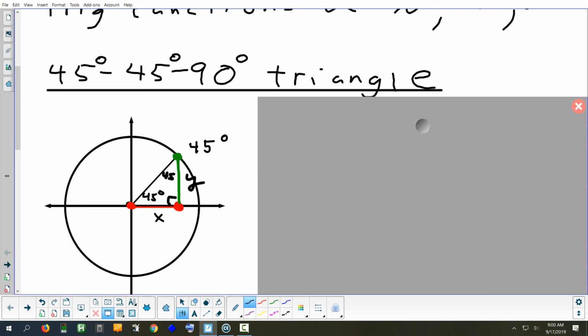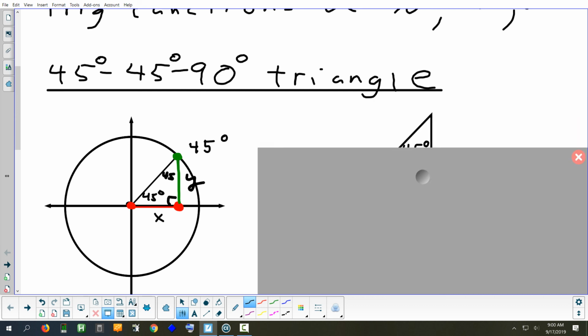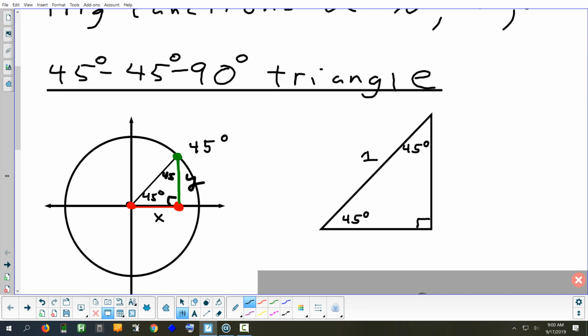All right, so I'm going to draw that same triangle just bigger over here so I have more room. You don't have to redraw it bigger, but it'll just give me more space. So I've labeled everything we have on the left, except I also labeled the hypotenuse. How do I know the hypotenuse is 1?